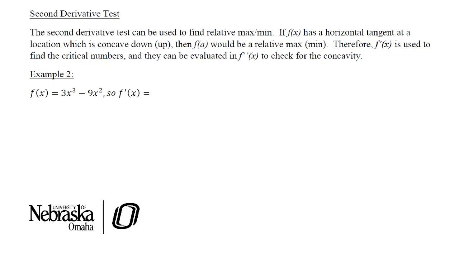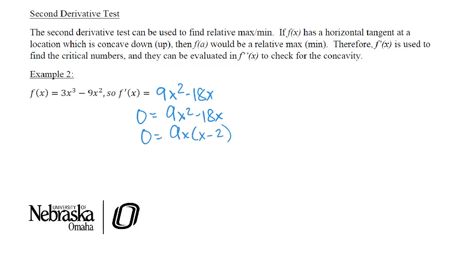All right, so let's try it this way. So the derivative of this function, f of x equals 3x cubed minus 9x squared, would be 9x squared minus 18x. Okay, so to find our critical numbers, we want to set this equal to 0. We can factor out a 9x from each of these. We get x minus 2. So we have x equals 0 or x equals 2.